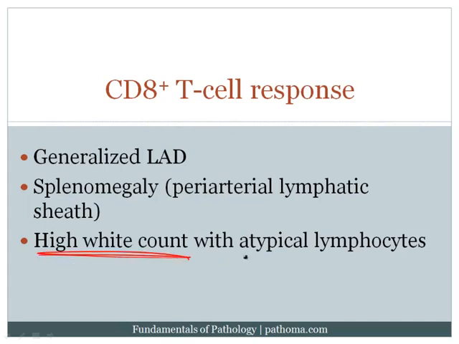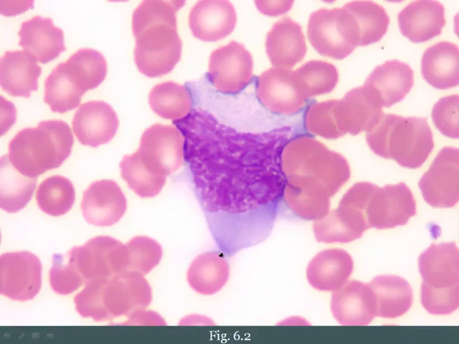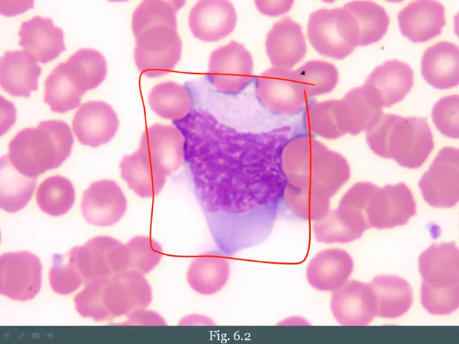The third consequence of having a CD8 positive T cell response is that the patient will develop a high white count with atypical lymphocytes. Those atypical lymphocytes are actually CD8 positive T cells. Here's the atypical lymphocyte, and a few reasons why it's atypical.